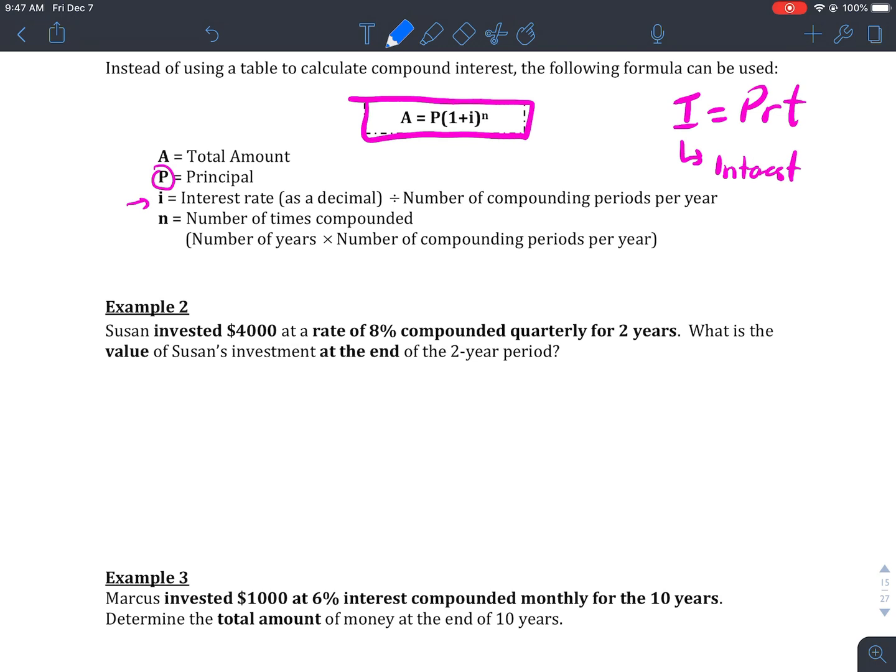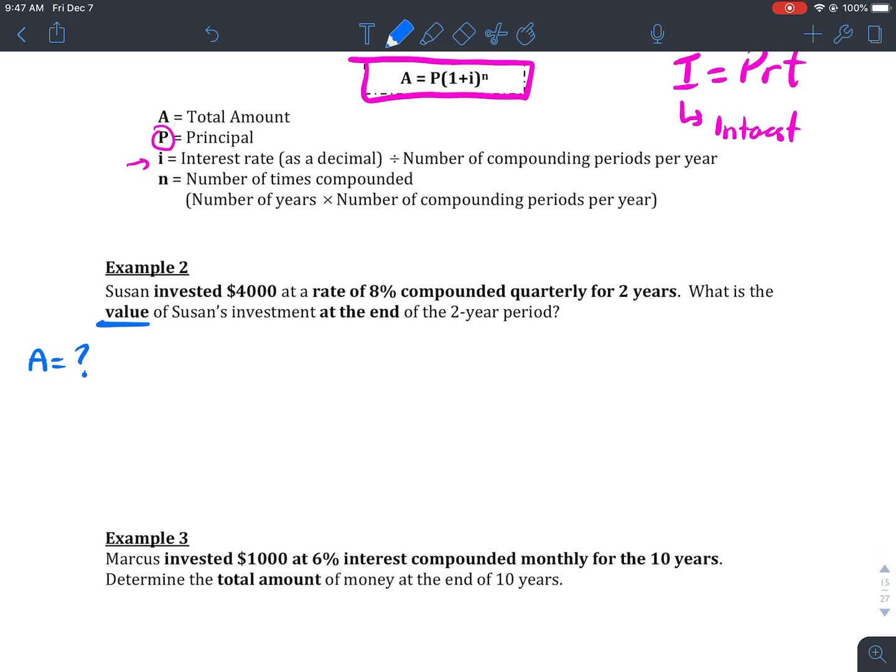Susan invested $4,000 at a rate of 8% compounded quarterly for 2 years. What is the value of Susan's investment at the end of the 2-year period? Before you can do a thing, we got to start listing out some variables. I'm trying to find the value of her investment, so I'm looking for the total amount. We don't know that one yet. The principal is the amount Susan is investing, and it's going to be $4,000.